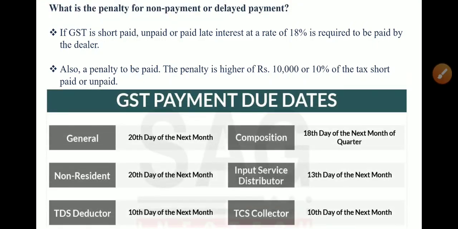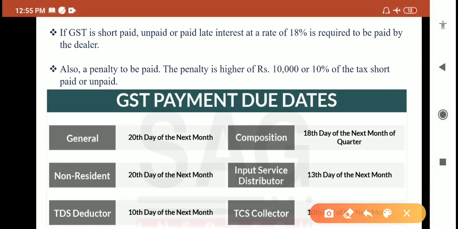So here is the important information: the GST payment due dates. It is based on the years, but in 2020, due to the pandemic, the due dates were postponed to the next months. But here are the usual due dates. For general dealers, it is the 20th day of the next month. For example, if a January transaction is held, they have to pay the GST on February 20th. For non-residents, it is the same, the 20th day of the next month.